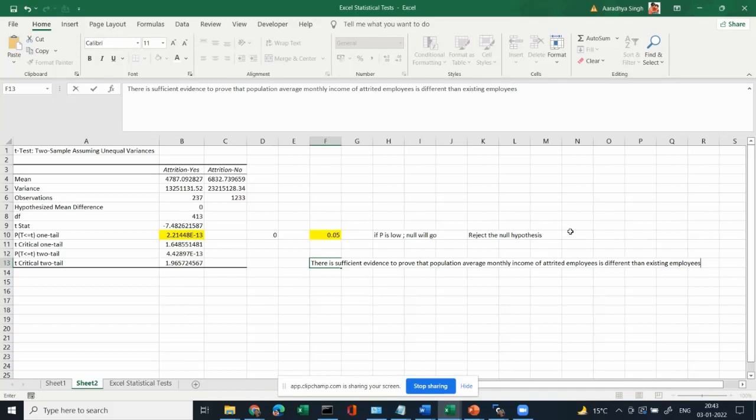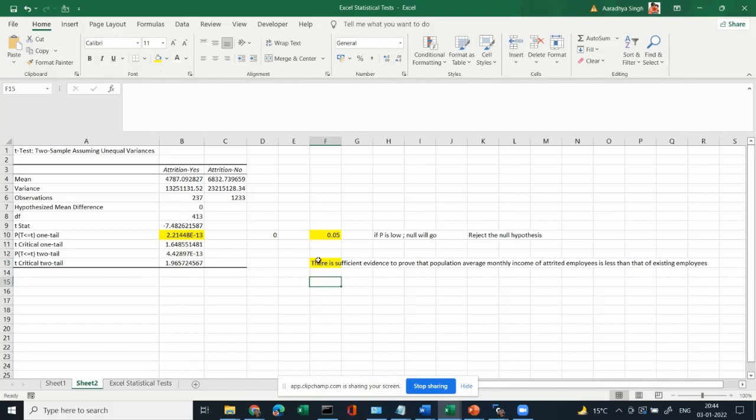Is different, or in fact in the alternate hypothesis we have taken lesser than, so that is what we can add here. There is sufficient evidence to prove that the population average monthly income of an attrited employee is less than that of existing employees. This is a strong recommendation for the management, and when you share this with them, they will be able to understand that maybe the monthly income is the root cause of why people are leaving the organization.